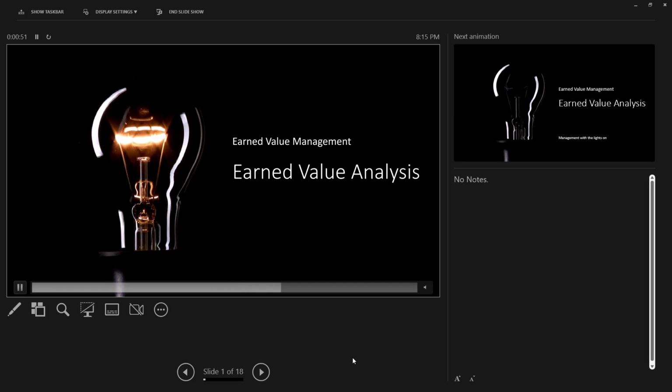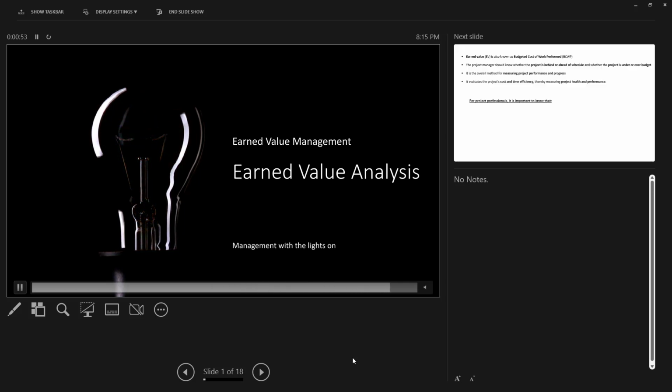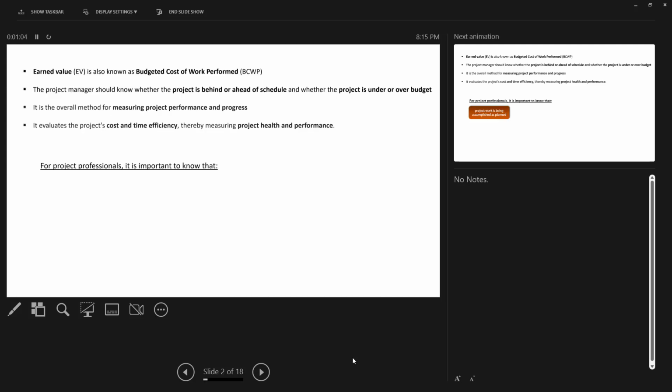So it's under earned value management. And EVM is management with the lights on. So that is the quote given for this particular aspect in project management. What I want to show you is, earned value is also, this is the other name by which it goes, BCWP, budgeted cost of work performed.